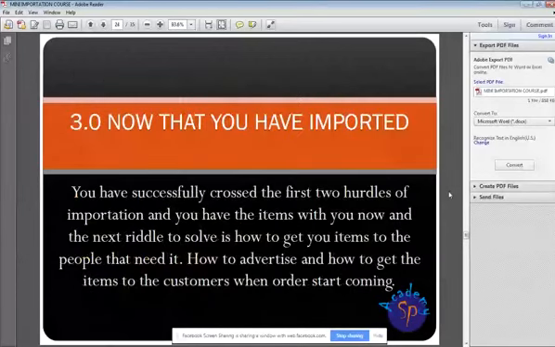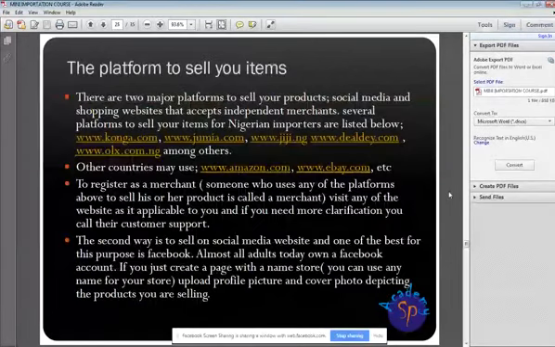Now that you have imported, you have successfully crossed the first 2 stages of importation, and you have your items with you now. And the next thing to solve is how to get your items to the people that need it, how to advertise, and how to get the items to the customer when orders start coming. All right, this is where the platform to sell comes in.